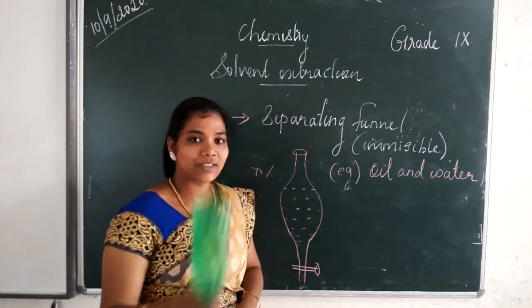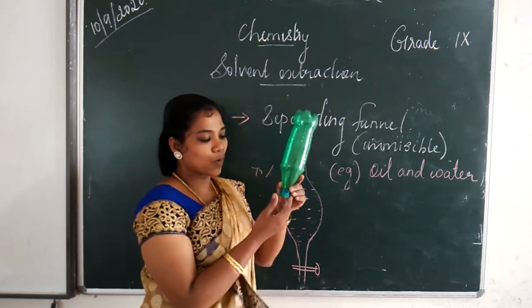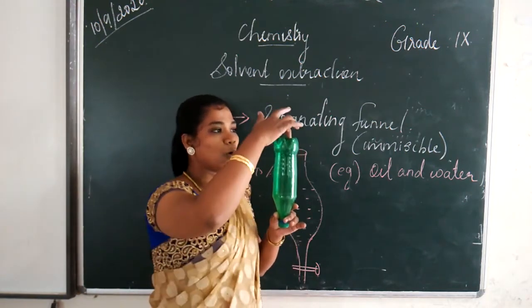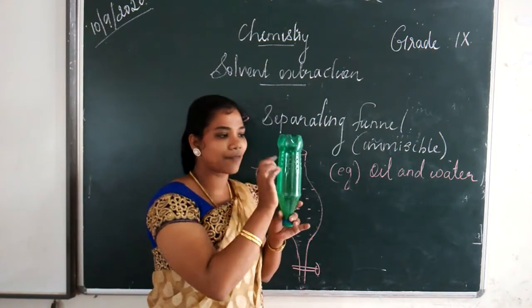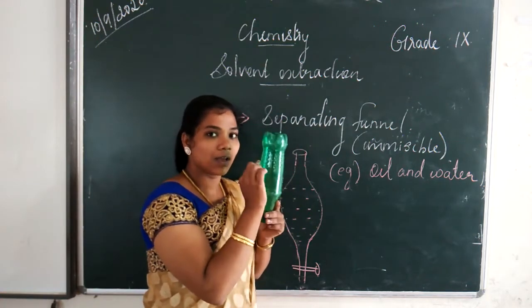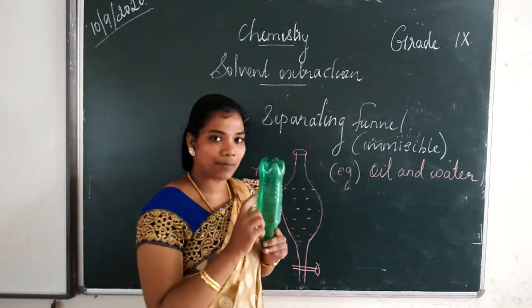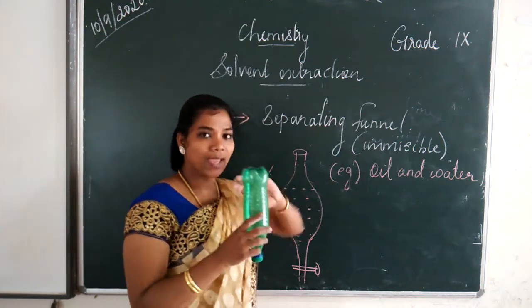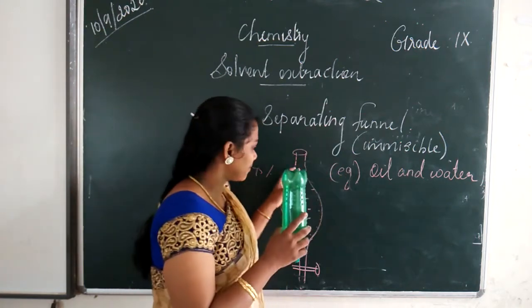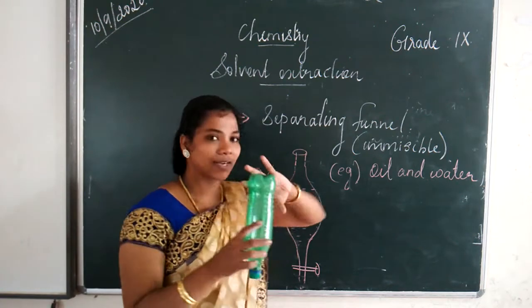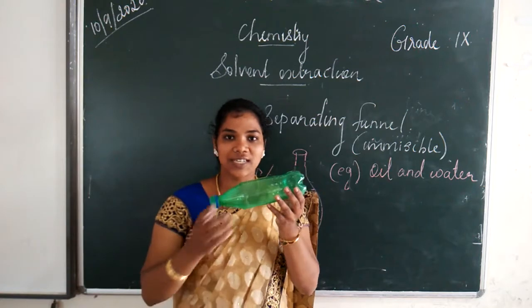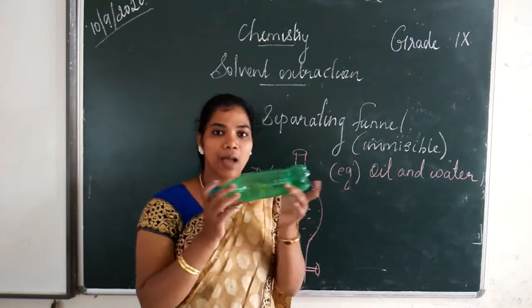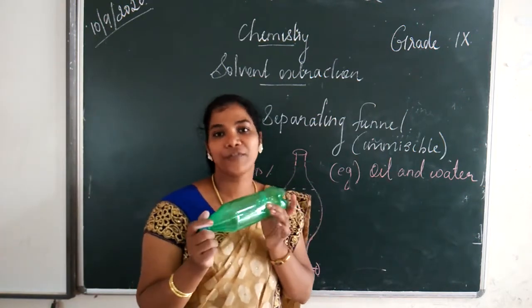So you can imagine this water bottle. Here is one opening, here one stopcock. Through this, 75% of the apparatus was filled with the sample, that is oil and water. Now imagine this separating funnel in a slanting position, and shake this apparatus for more than 10 or 15 minutes.